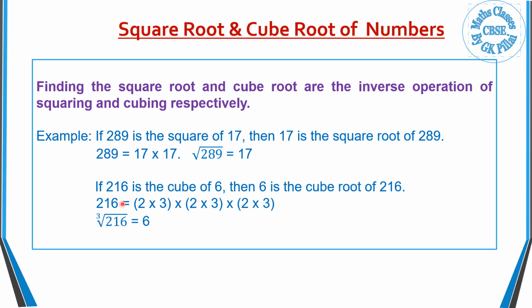Another example, 216. If you prime factorize, you will get 2 into 3, 2 into 3 and 2 into 3. So the cube root of 216 will be 6. Actually, if you are finding the square root, for example, the square root of 289 will be plus 17 as well as minus 17. But as far as your syllabus is concerned, you will consider only the positive number.